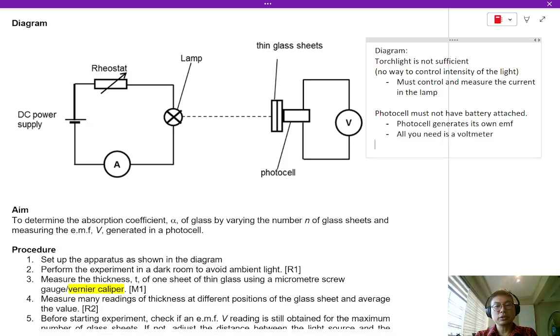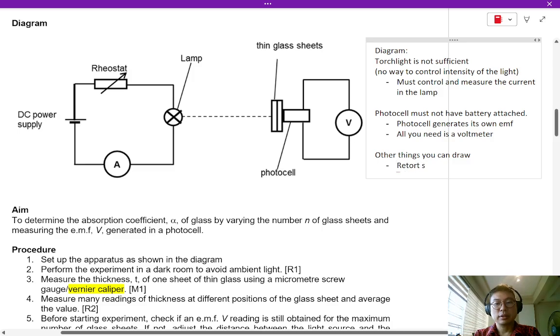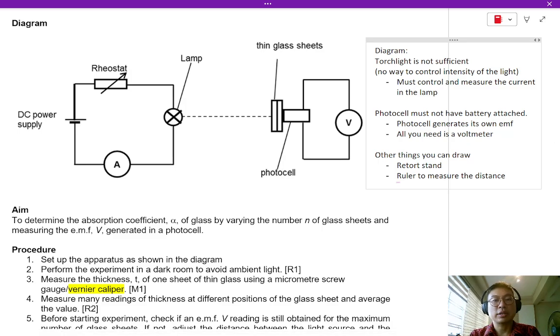Now, you can also draw other things, such as a retort stand to hold the glass sheets together, or you can have a ruler to measure the distance between the lamp and the photocell. So these are the things that you can draw in your diagram. It's only worth one mark, so please don't draw too much.